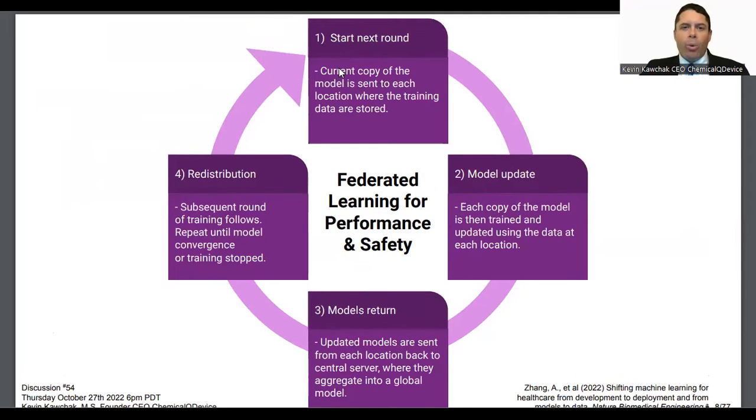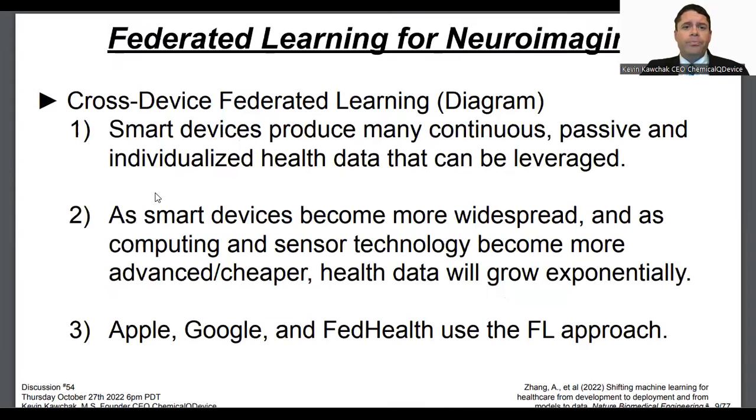So you start a new round. Number one, at the top, the current copy of the model is sent to each location where the training data is stored. Then number two, each copy of the model is trained and updated using the data at each location, keeping the actual patient data on site. And then the models return. Number three, on the bottom, updated models are sent from each location back to the central server where they aggregate into a global model. And you see with number four, redistribution, the results from all these hospitals are sent back to the individual sites. So subsequent rounds of training follow.